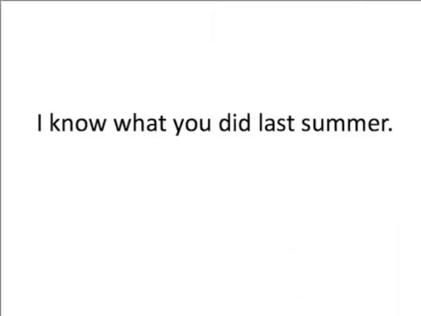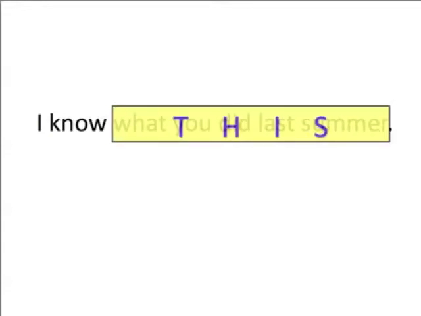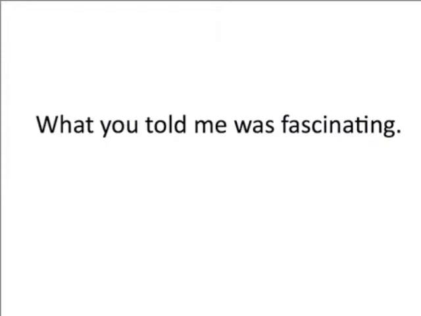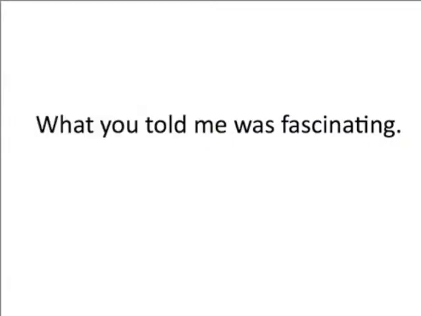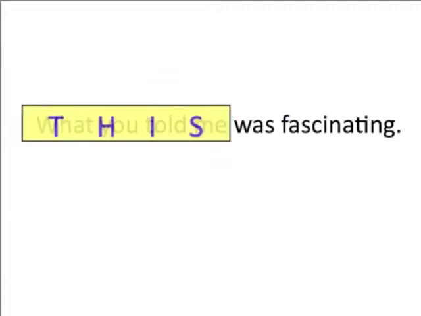I know what you did last summer. Do you see that the noun clause is what you did last summer? I know this. So you can see it's the direct object. What you did last summer is the direct object. What about this one? What you told me was fascinating. This was fascinating. Can you see that the noun clause here, what you told me, is the subject of was fascinating, just as this is the subject of was fascinating?